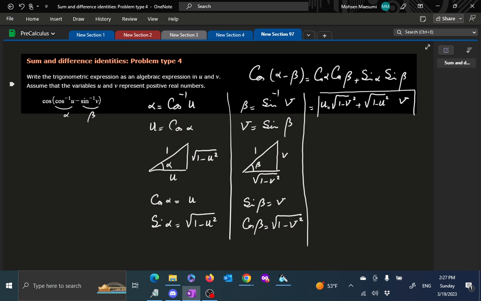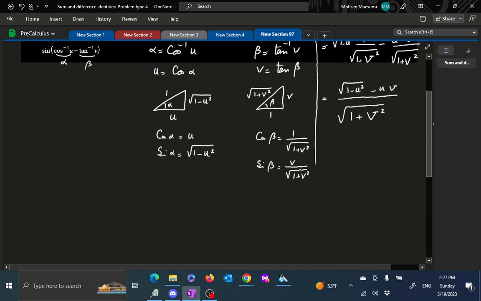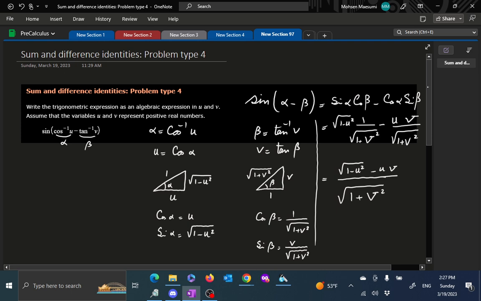Again, just a practice on applying various trig identities and topics we had before. So until next time, good luck and God bless.